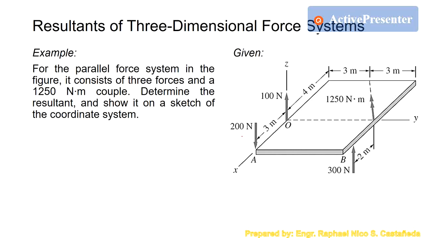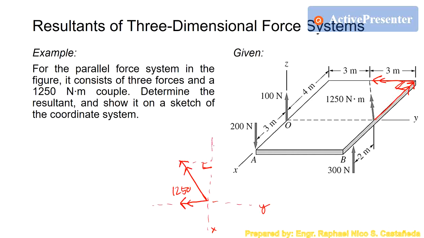So the question here is, what is the resultant if we have three parallel forces and a couple? This is the twist here, because this is not composed of forces only, it is also composed of a couple. As you can see, the couple is lying on the XY plane, so it has an X and Y component. This is 90 degrees, and this is 1250. This is the Y component, because this is the positive Y axis, I believe, and this is the positive X axis in the figure.